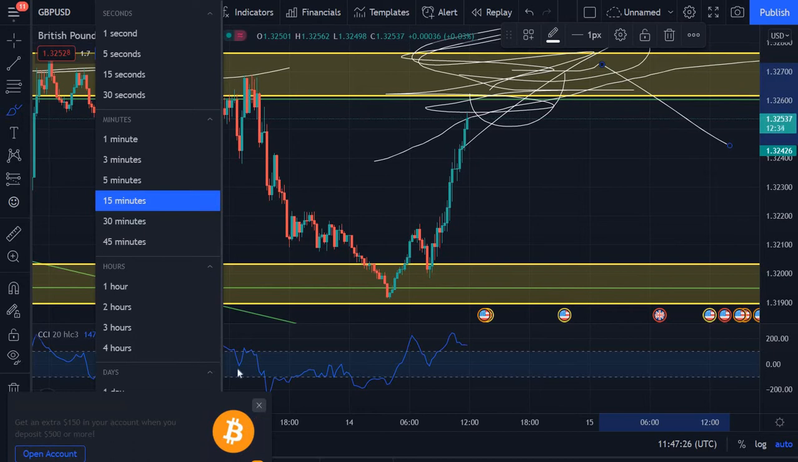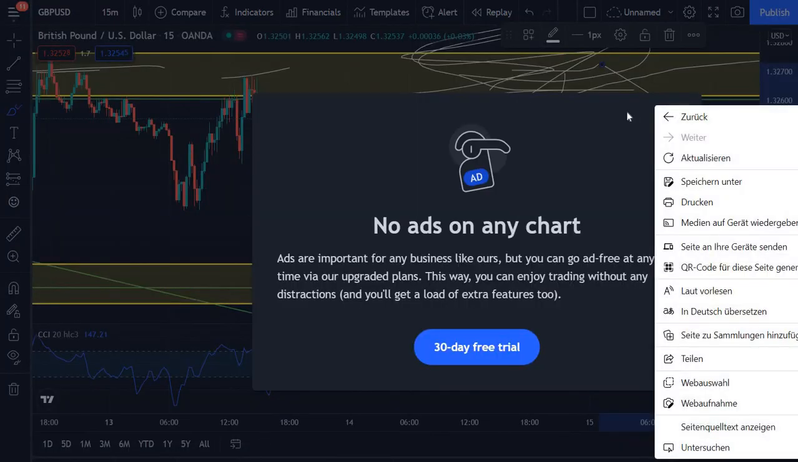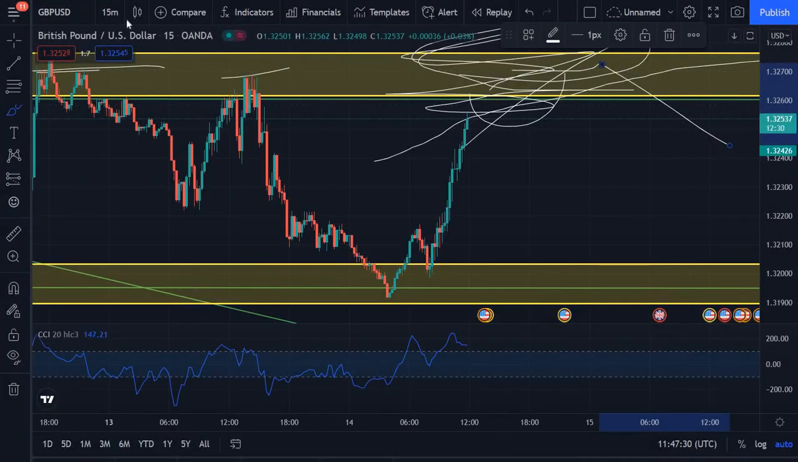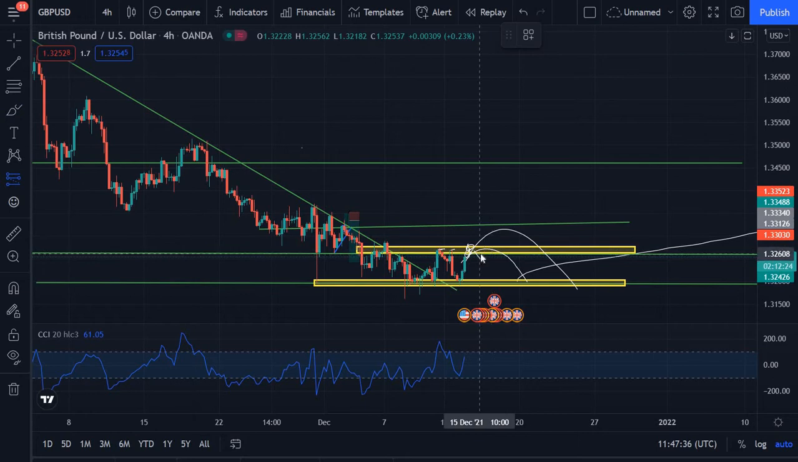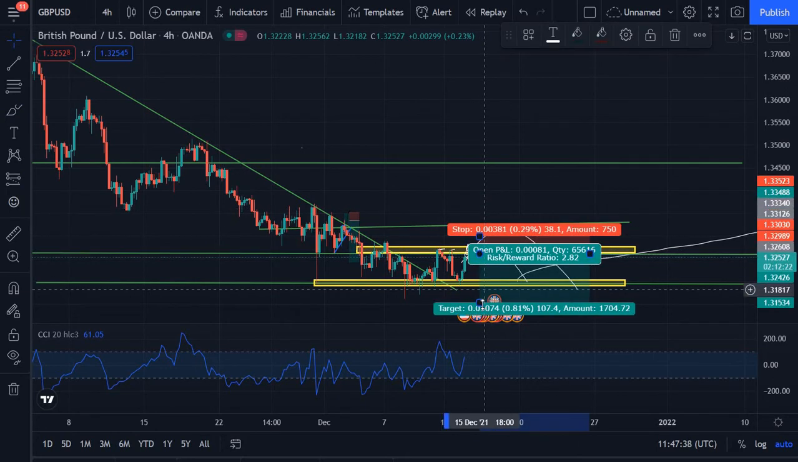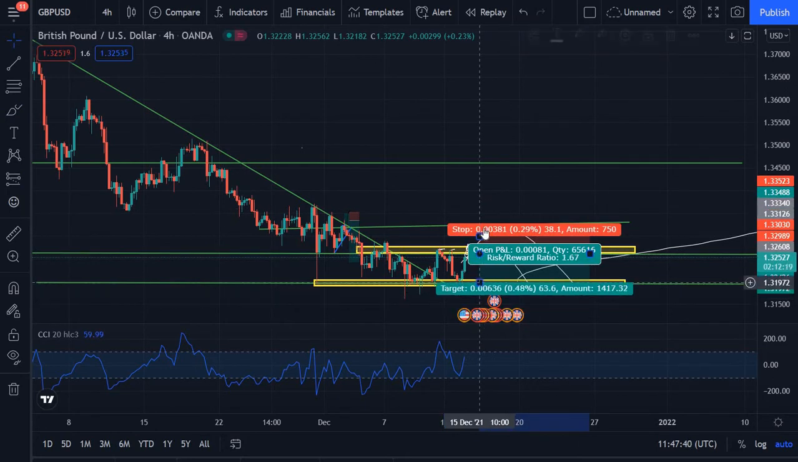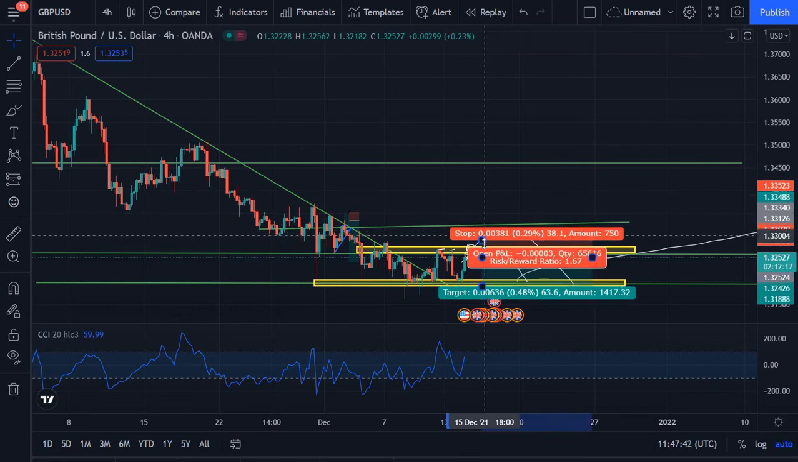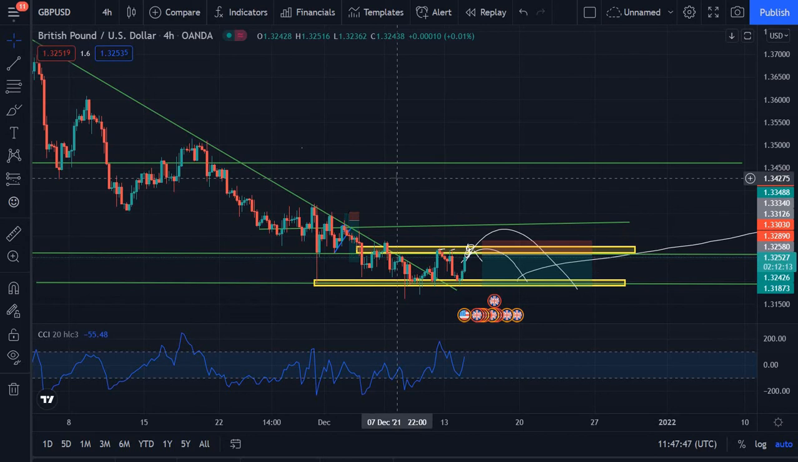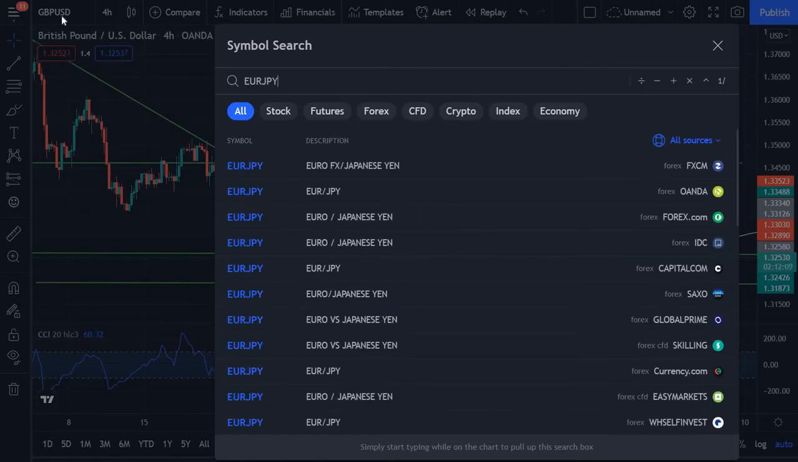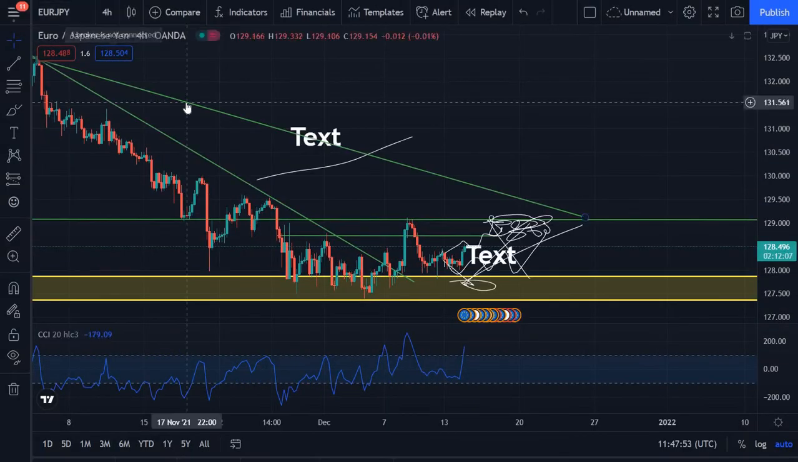So let's quickly go check the 4-hour chart. Here looking for a short position somewhere around here. Something like this. Next is Euro and Japanese yen. Let's take a look at this one.